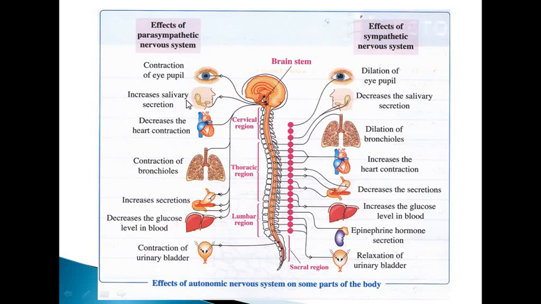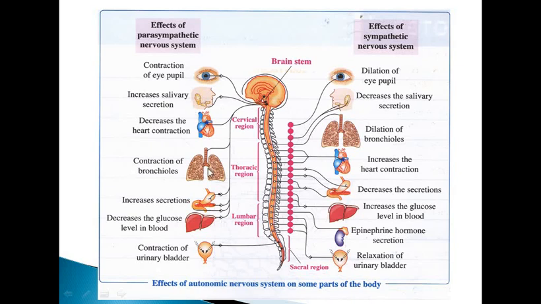What about the parasympathetic? The parasympathetic regulates your body during rest. So, no need for dilatation of the pupil. The pupil will be constricted. It's time for eating and enjoying food, so the salivary secretion increases. The heart rate will be decreased. No need for more blood to be pushed.